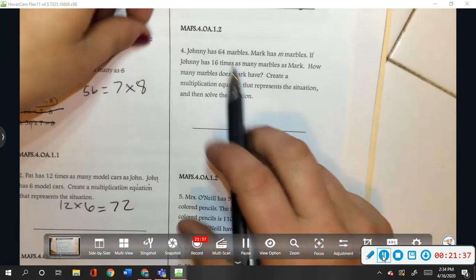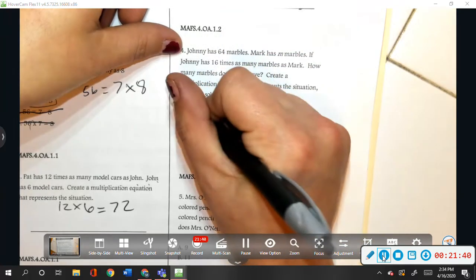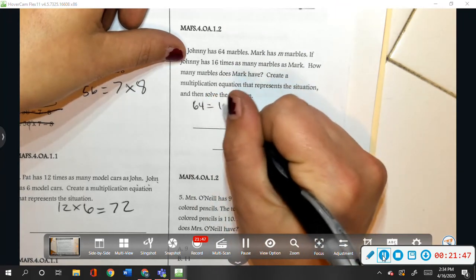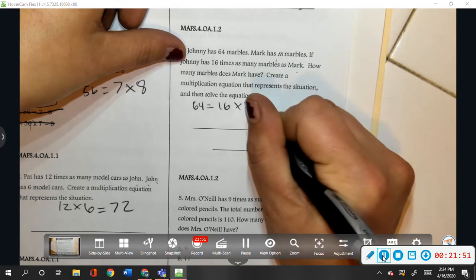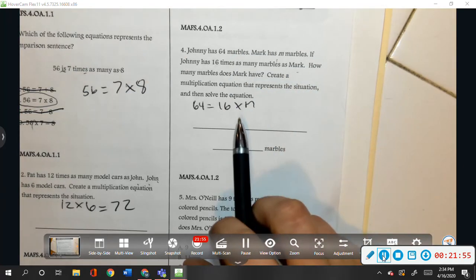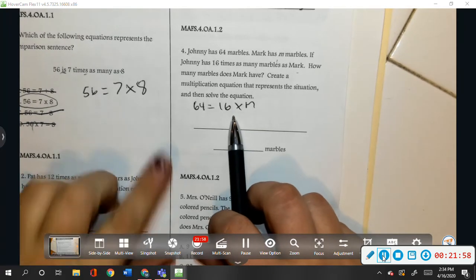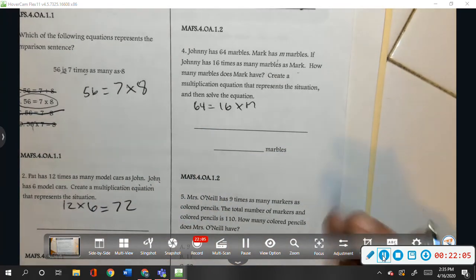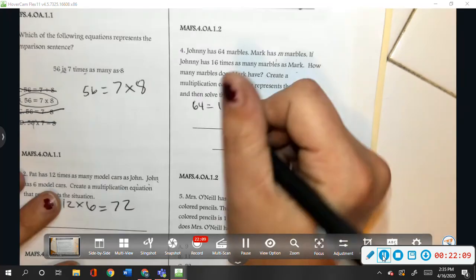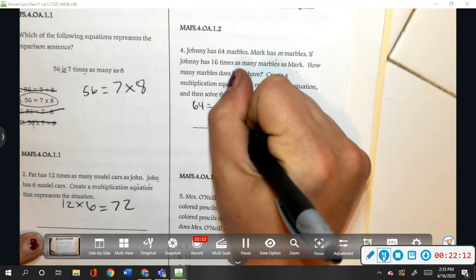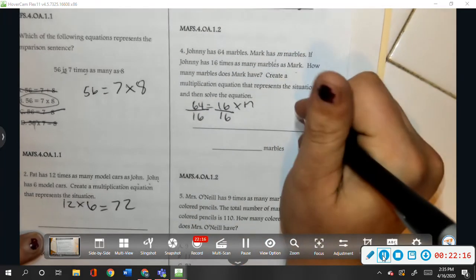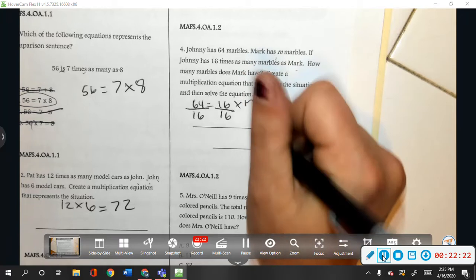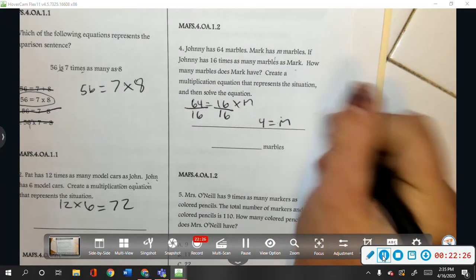Number 4, Johnny has 64 marbles. Mark has M marbles. If Johnny has 16 times as many marbles as Mark, M, how many marbles does Mark have? So we have our equation. I was able to write it as I read it. He had 64. He had 16 times as many as Mark. If we wanted to find out exactly how much he had, we switch our operations around and we do the opposite. So 64 divided by 16 is, well, I know that 16 times 2 is 32, so 16 times 4 would be 64. So 4 equals M.